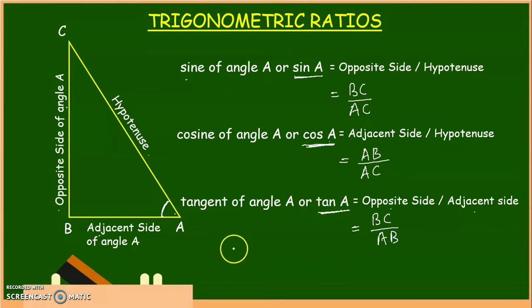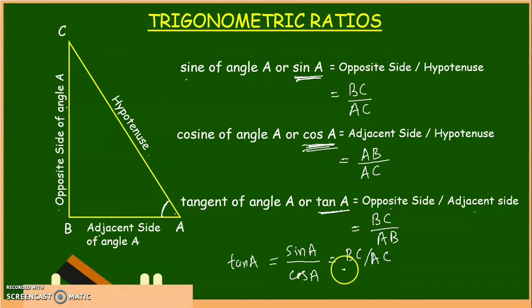Or in other words, you can write tan A is the ratio of sine A and cos A. If you take the ratio of sine A and cos A, sine A divided by cos A, sine A is the opposite side divided by the hypotenuse, that is BC upon AC, and cos A equals the adjacent side divided by the hypotenuse. So here this AC will be cancelled out, so you will get BC upon AB. So you can write tan A equals opposite side divided by adjacent side. Also you can write tan A equals sine A divided by cos A. So these are the three trigonometry ratios.